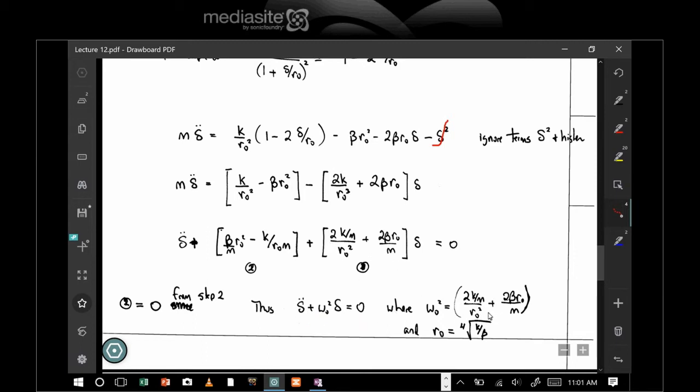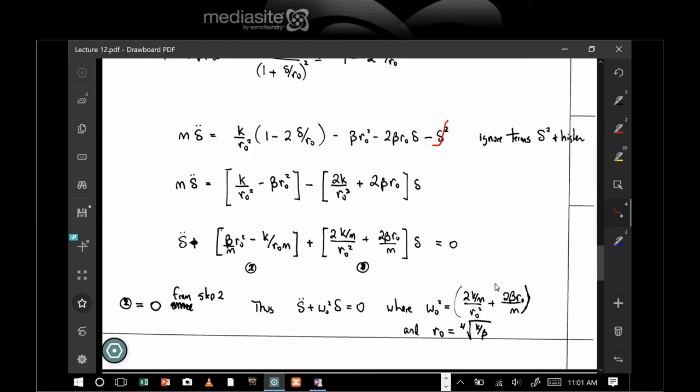Now you may say, well, wait a minute, I've got R naughts in there. Shouldn't omega naught really not depend on R naught? Well, what you could do is take the next step. Instead of leaving R naught, you substitute the value of R naught and get the natural frequency all in terms of the parameters of the system. And the parameters of the system are K, M, and B, or beta. So that's it.